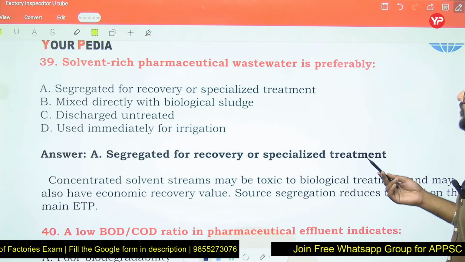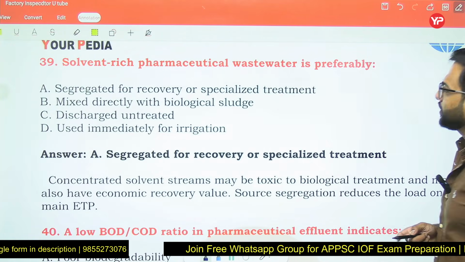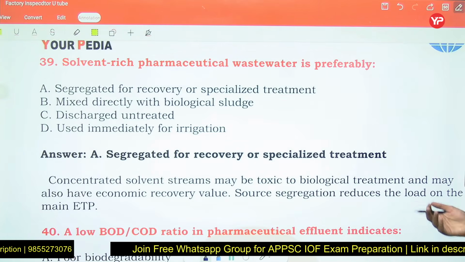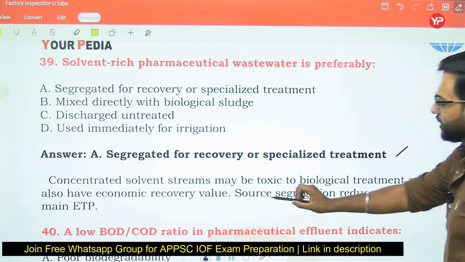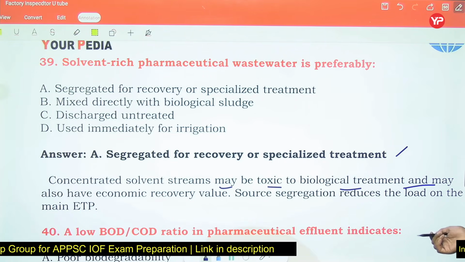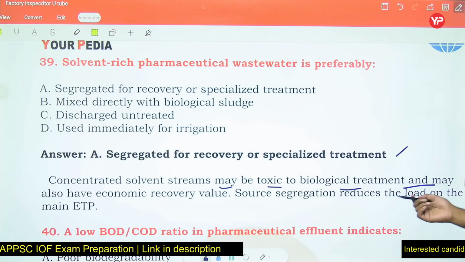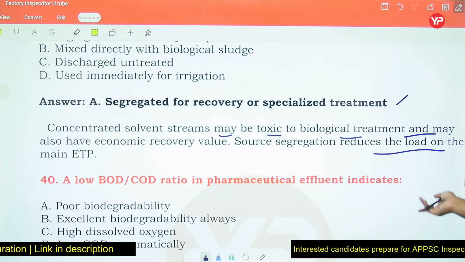Now, solvent-rich pharmaceutical wastewater is preferably segregated for recovery or specialized treatment. Concentrated solvent streams may be toxic to biological treatment and may also have economic recovery value. Source segregation reduces the load on the main effluent treatment plant.